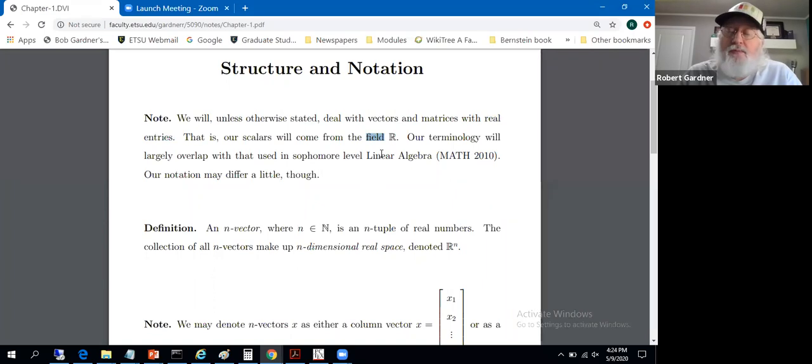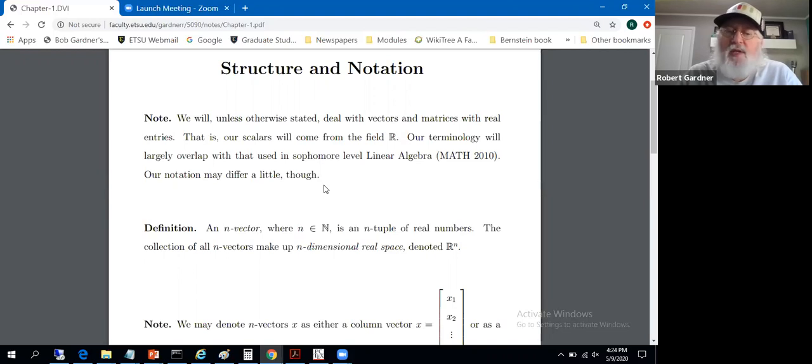To throw around some algebra terminology, the field we'll use is the field of the real numbers versus the field of the complex numbers, or something somewhat more abstract. The terminology we use will largely overlap with sophomore level linear algebra, Math 2010 here at ETSU. Our notation is going to be a little bit different.